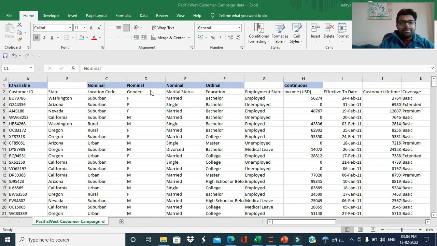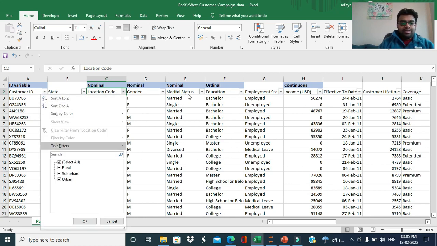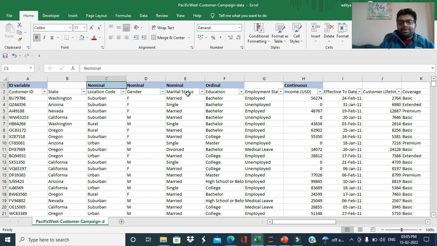Let's look at real-world data and see how you can segregate the different variables and columns based on the measurement scales we have talked about. You can see here nominal variables like location, customer ID, state, and gender. It's insurance data that I am showing you right now. Location code you can consider a nominal variable which has certain categories. Let's see what they are: rural, suburban, and urban. So you can consider this a nominal variable.